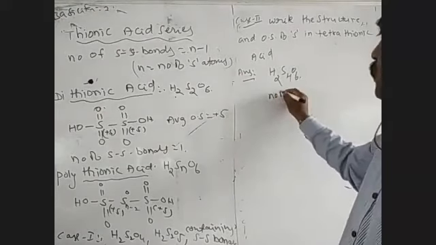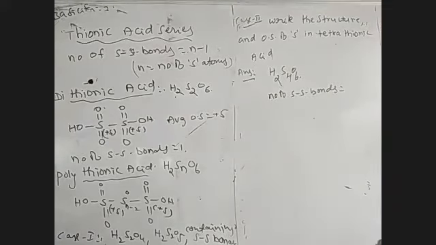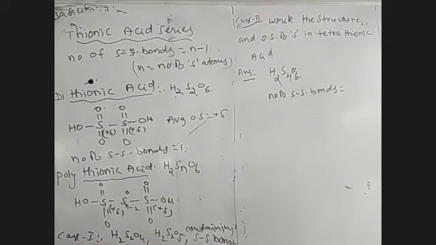Number of SS bonds. How many SS bonds are present in tetrathionic acid? The number of SS bonds is always equal to n minus 1. N indicates the number of sulfur atoms. The total number of sulfur atoms is 4. 4 minus 1 equals 3 SS bonds. The number of SS bonds is taken as 3.